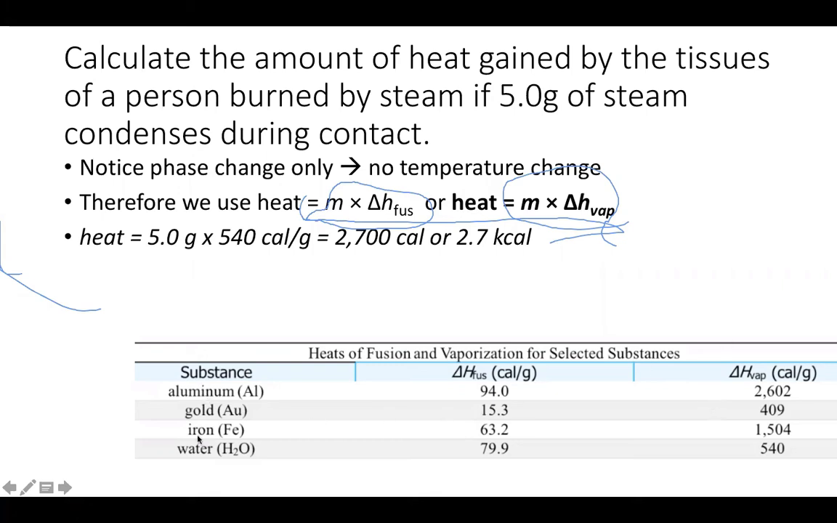So here we would go back down to our table and we look at water. In this case, it's not going to matter if it's ice, water, or steam, because we're looking at that heat of vaporization. For water, the heat of vaporization is here in this right column. It's 540 calories per gram. So all you've got to do is take the mass, which is 5 grams, times that heat of vaporization, 540 calories per gram, multiply it, and we get 2,700 calories. Again, we can divide by 1,000 to switch it to kilocalories, and we get 2.7 kilocalories.